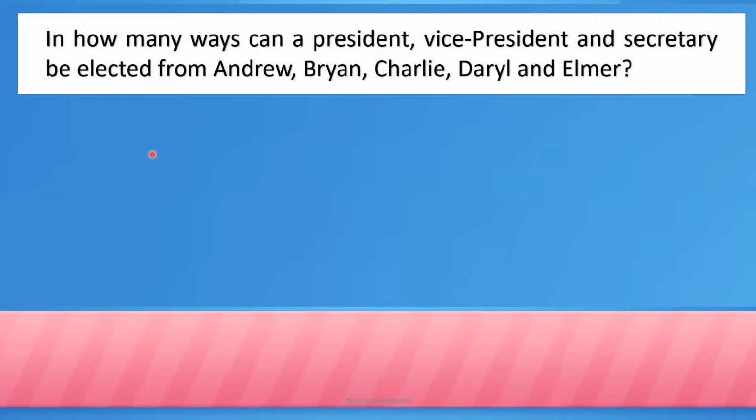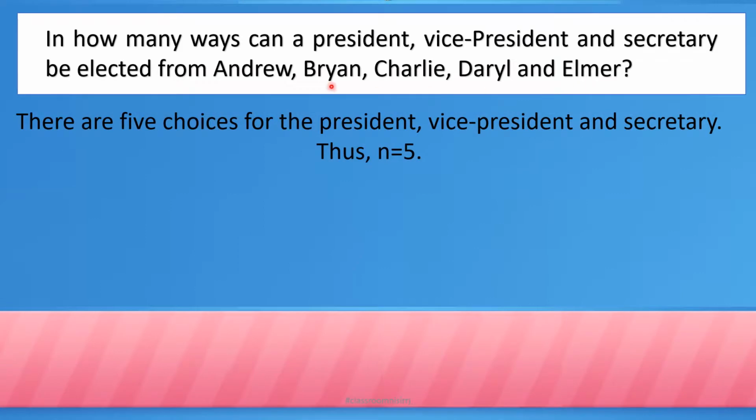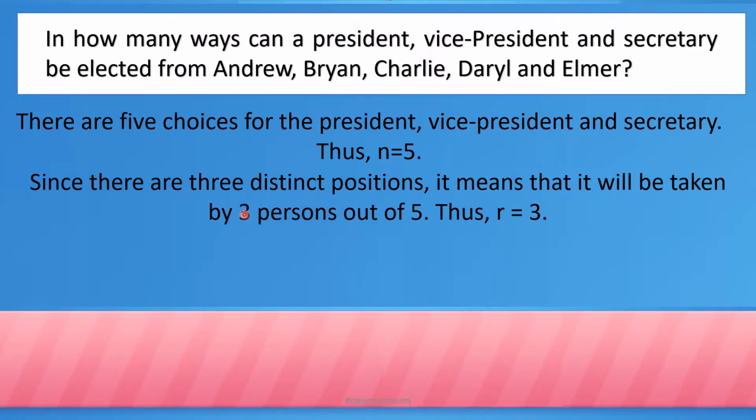In how many ways can a president, vice president, and secretary be elected from Andrew, Brian, Charlie, Daryl, and Elmer? Since there are 5 choices for the president, vice president, and secretary, n is equal to 5. Since there are 3 distinct positions, they will be taken by 3 persons out of 5. Thus, r is equal to 3.